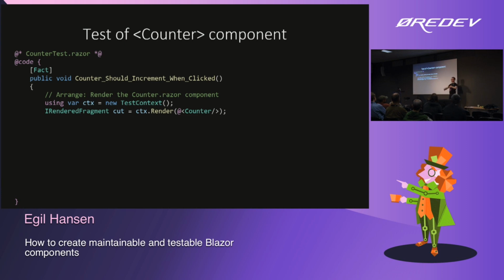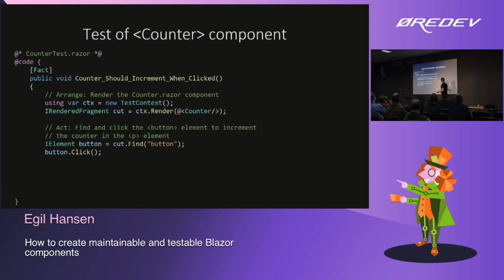The rendered fragment is sort of a representation of that rendered component. It gives us access to the component tree that was created by rendering the counter component. It gives us access to the DOM and the rendered markup, and allows us to interact with the component and get to the instance of the component as well.